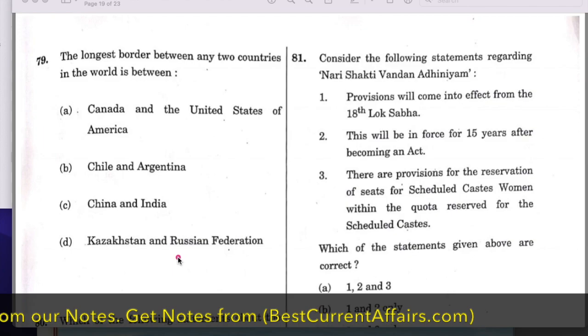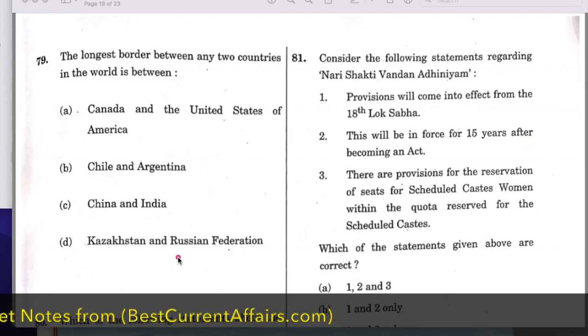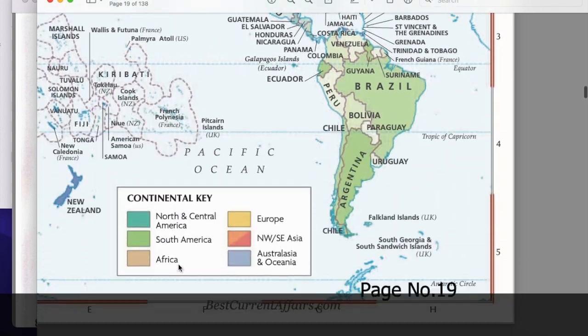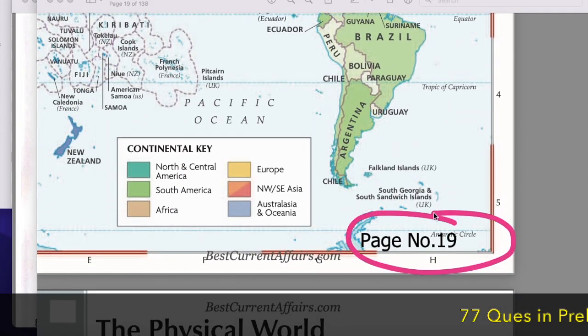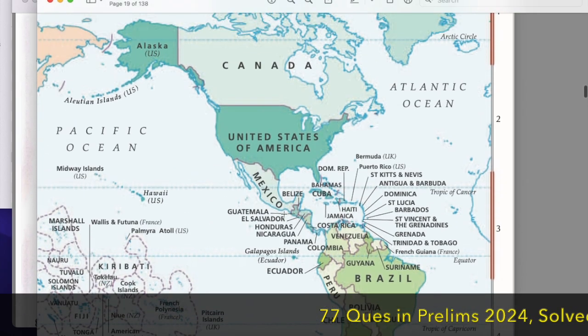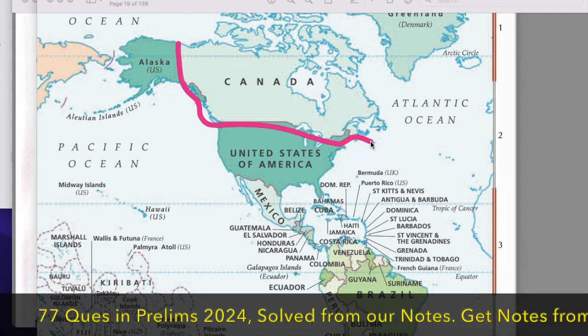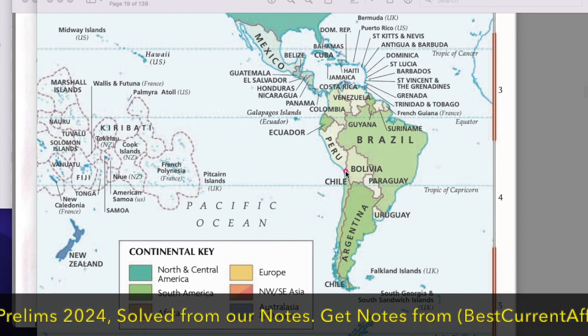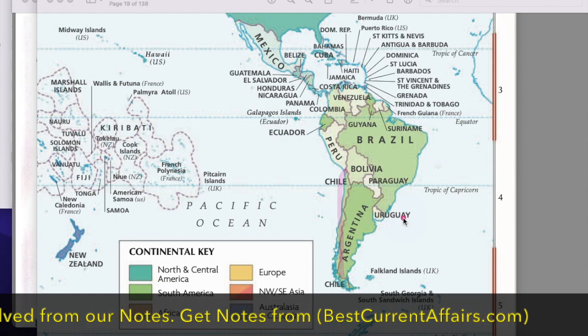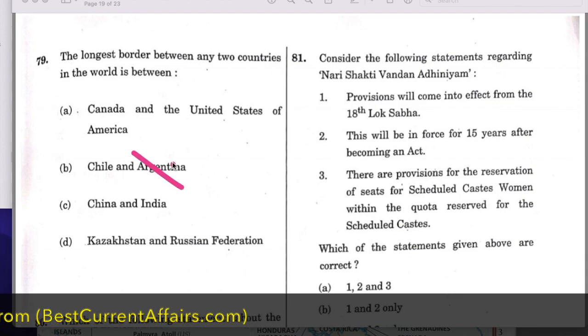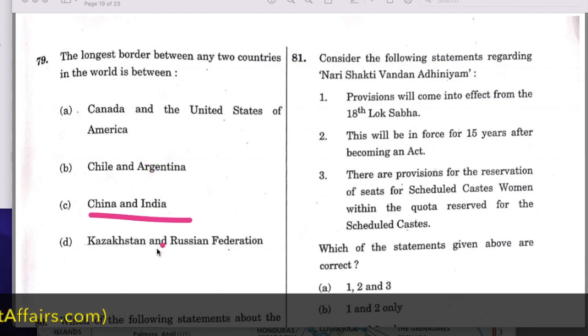Now this question is very easily answered by seeing only the world map. And every year we give the maps PDF to our subscribers. And this is the PDF, page number 19 of our world's map booklet. Here you can easily judge. It is a border between Canada and USA. It is the largest, you can see. And here is the Chile and Argentina border. It is very small as compared to the Canada and USA. So Chile and Argentina is wrong. Now take the China, India and Kazakhstan, Russia.